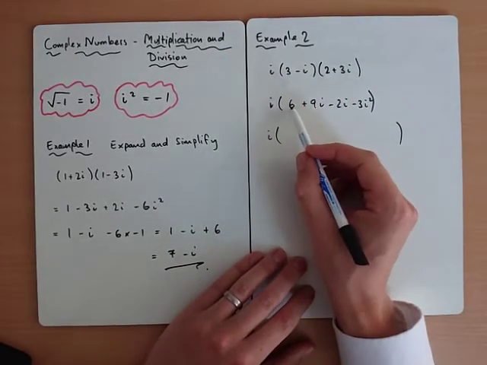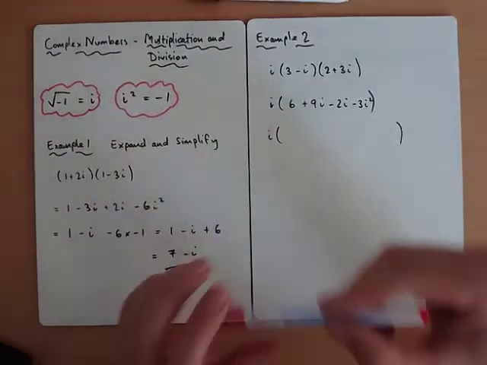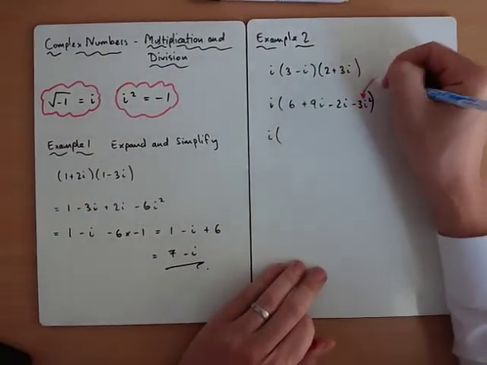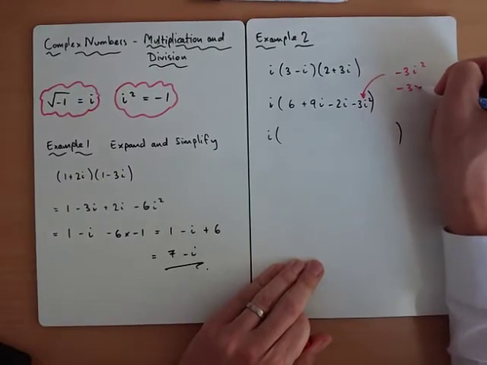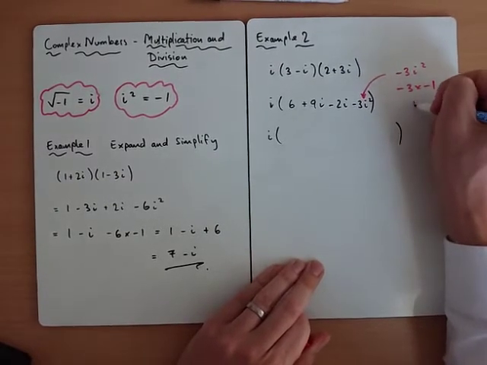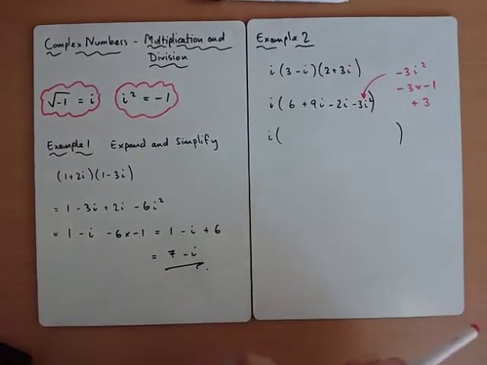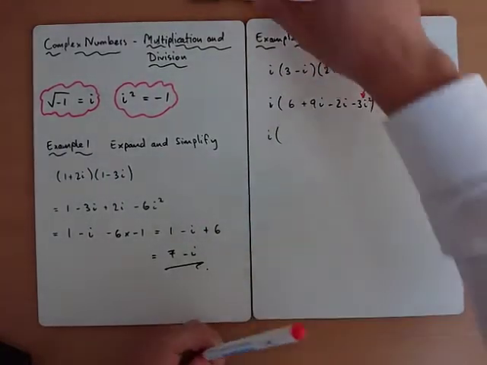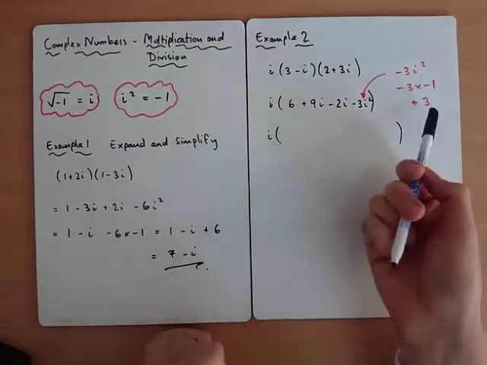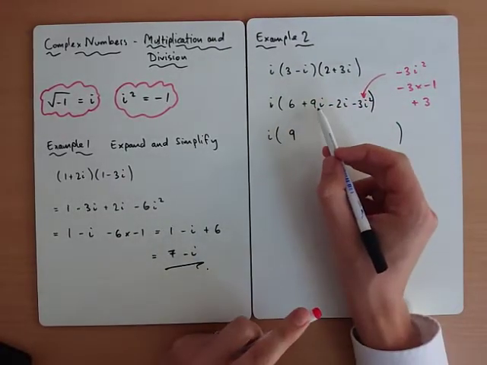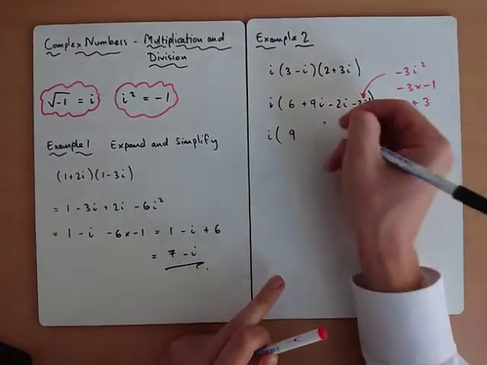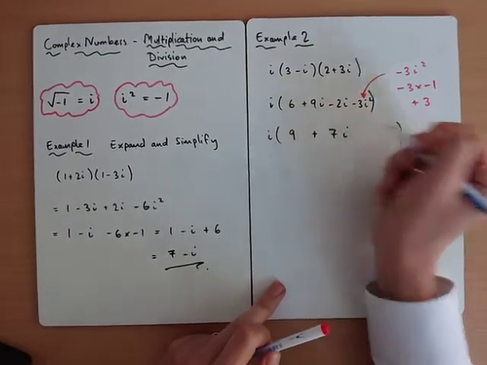Okay, we've got 6. Save me writing this all out again, I'm just going to highlight what this is. -3 i squared is -3 times -1, so that'll become plus 3. Okay, so we've got the real part, which is 6 plus 3, which is 9. The imaginary part is 9i minus 2i, so that becomes plus 7i.